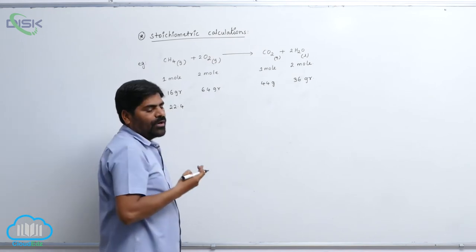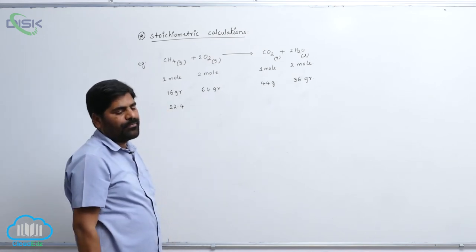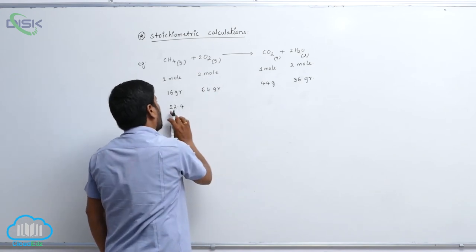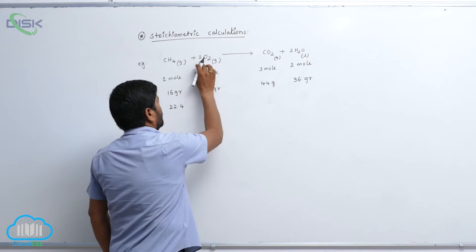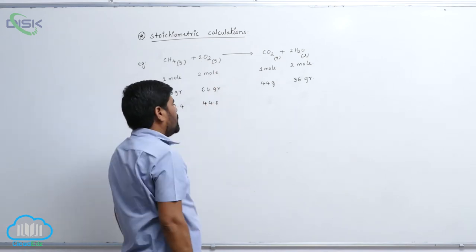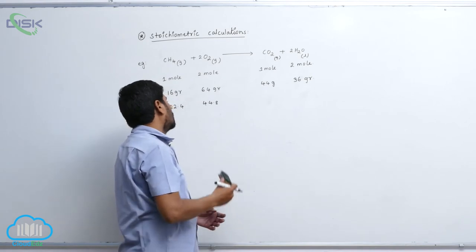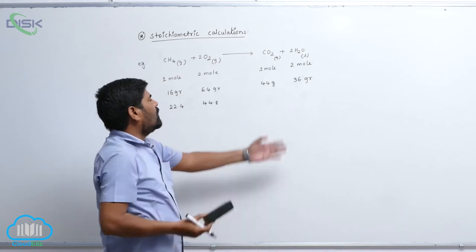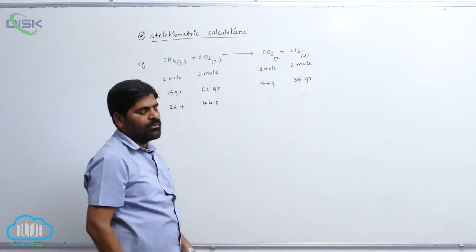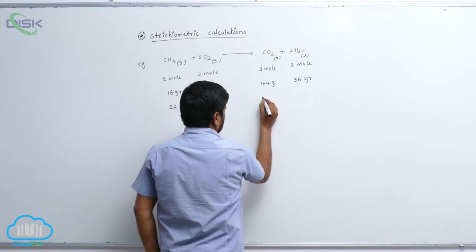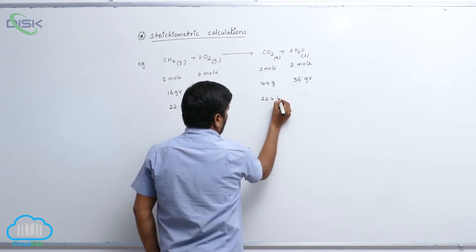So therefore this is completely consumed, so this is weight, and what about volume? 22.4 liters of this, because it is 2 moles, and 1 mole occupies this volume, it is 2 moles, so definitely it occupies 44.8 liters. Now 1 mole of CO2 is formed, so definitely this gas occupies 22.4 liters.